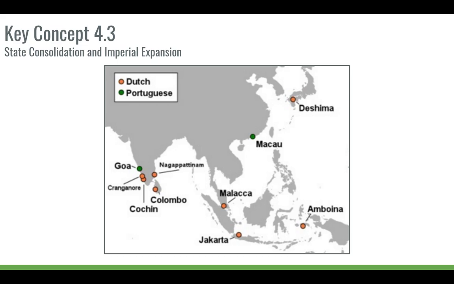Now, imperial expansion also relied on the increased use of gunpowder, cannons, and armed trade, which established large empires in both hemispheres in this time period.